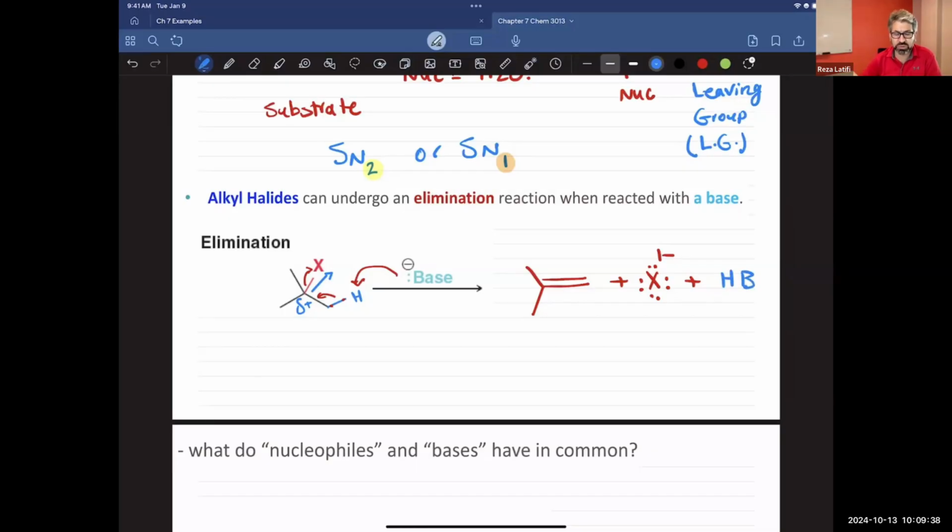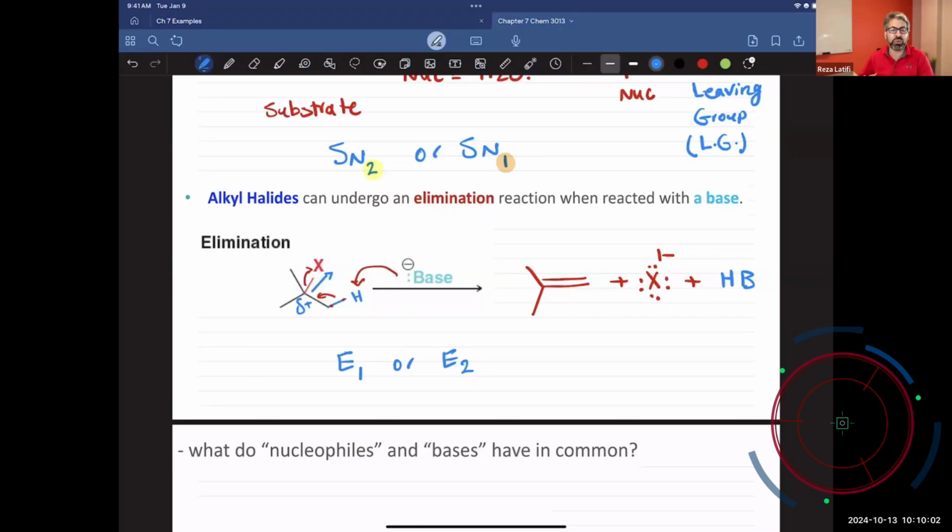And this reaction will be elimination. In the elimination, we show it by E. It depends again on how many particles are involved inside the transition state. It can be E1 or E2. For E1, the molecularity, or number of particles involved inside the transition state, will be 1. For E2, you will have 2 of them. That means for E2, the rate of the reaction is subject to the concentration of 2 components.